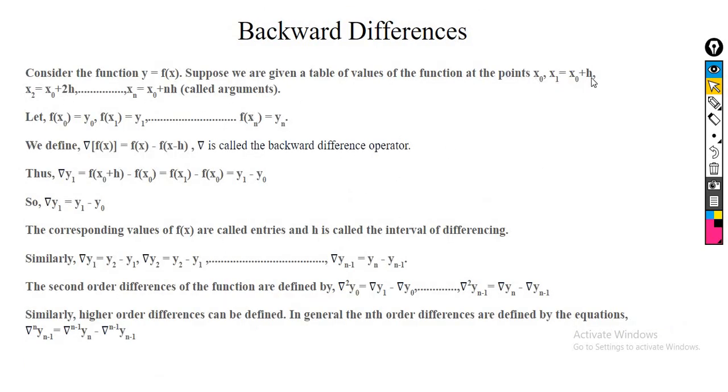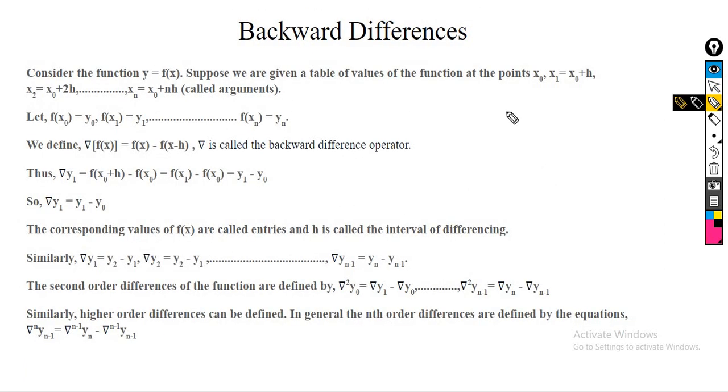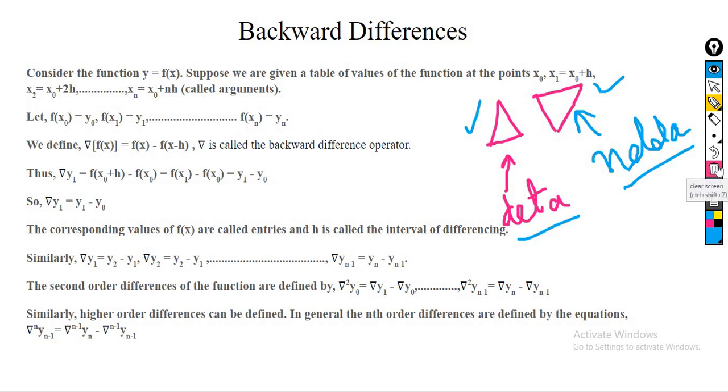The concept of function and variable is similar: x0, x1, x2, up to xn, you will get the function values. Now the operator will be in reverse order. Earlier the operator was this one, the forward difference operator. Now this is the backward difference operator. Sometimes this is known as delta, and this is known as nabla. So the delta operator or nabla operator: this is the forward difference operator and this is the backward difference operator. But the process is the same. One is moving from upward to downward and the other is moving from downward to upward.